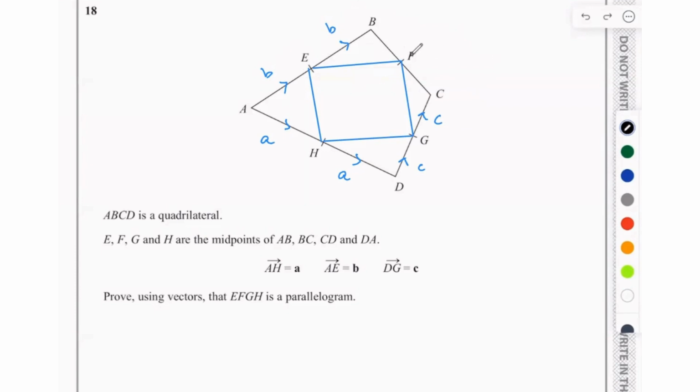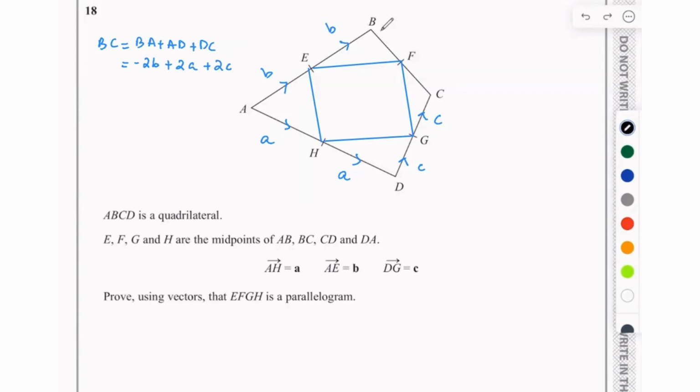So what we can do is start with finding the value of BC. BC is going to be BA plus AD plus DC. So BA is going to equal negative 2B, because we're going in the opposite direction. So minus 2B, AD is 2A because A plus A, and DC is C plus C, so that's 2C. So this is your vector for BC.